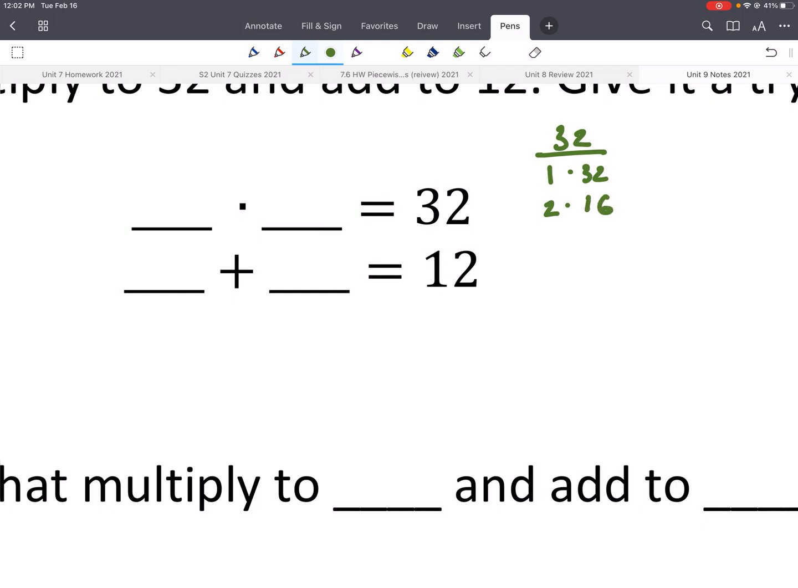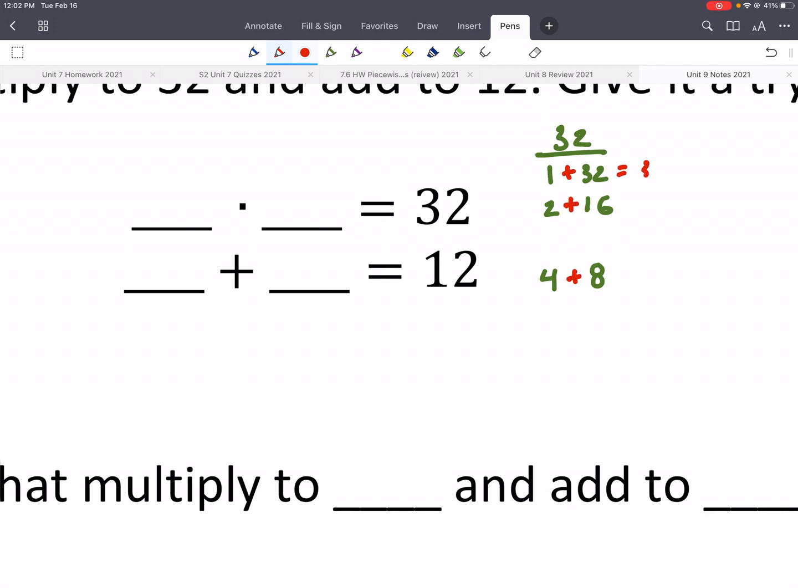We could try 3, but 3 doesn't go in. We could try 4 and 8, that works. We could try 5, but that doesn't go in. We could try 6, that doesn't go in, and 7, that doesn't go in. So really, usually when I do it, I will just write the ones that do work, and those are my factor pairs. Now we want to look at those and see which of those could we use to add to give us 12.